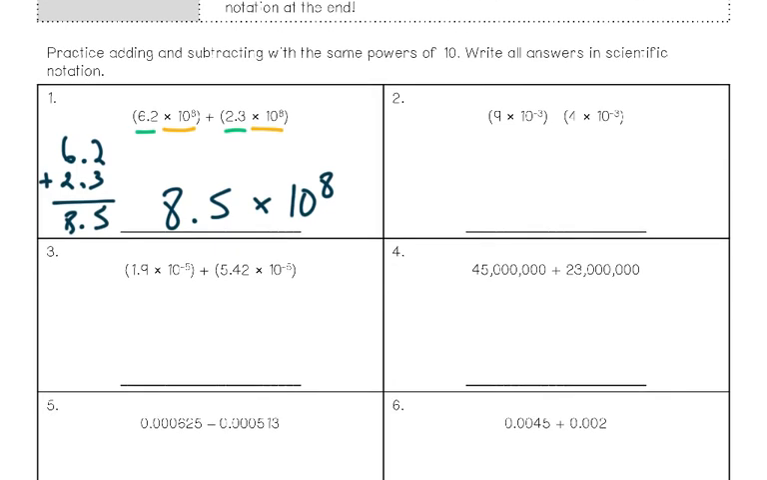You might also not always get addition problems. Sometimes you might get subtraction problems. But subtracting in scientific notation is the same way. And again, this is without a calculator because this is a quick and easy way to do this.